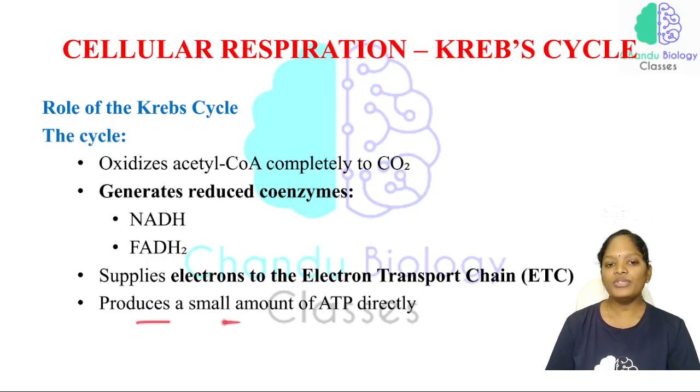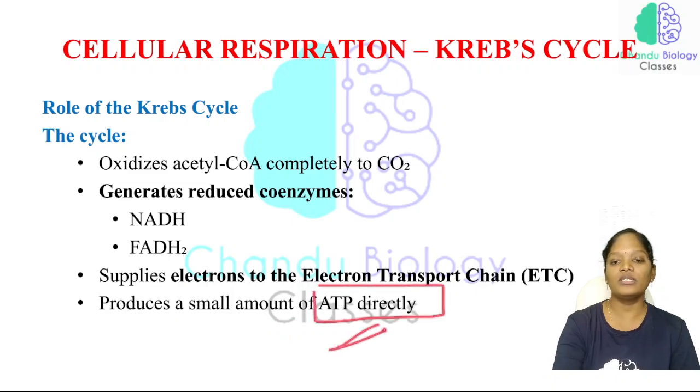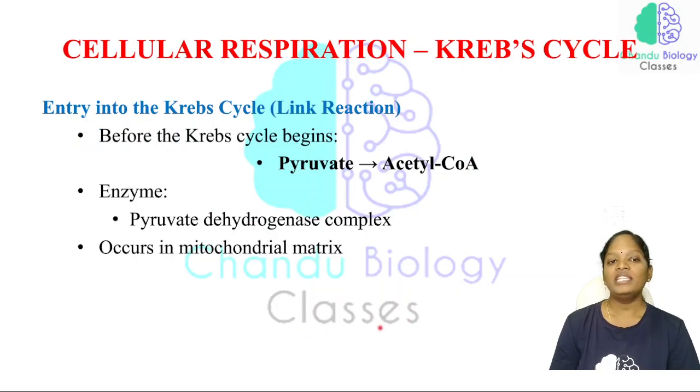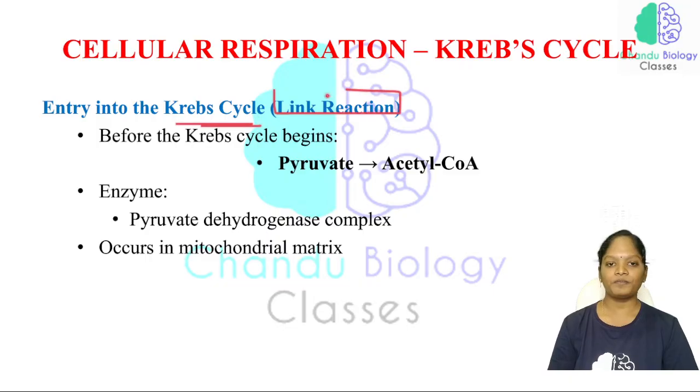Now they are producing a small amount of ATP directly. This is also very important. Now this entry into the Krebs cycle, that is what we call the link reaction. So this is the link reaction. This is very, very important.